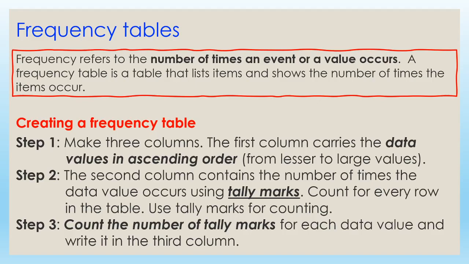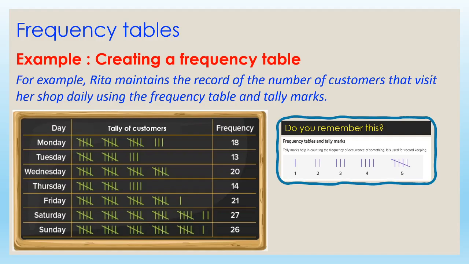So here is an example already done. It is the record of customers that visit on any given day. Now, here are our values, our categories, the days of the week. Here are her tally marks as the customers were coming in for each day. And then she just added up at the end how many tally marks she had.